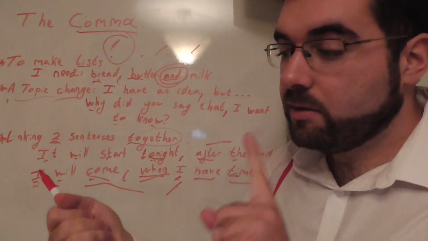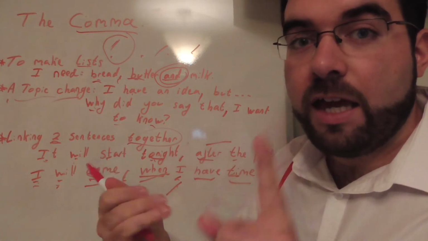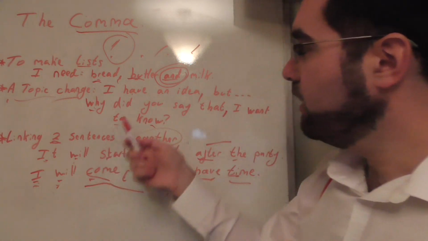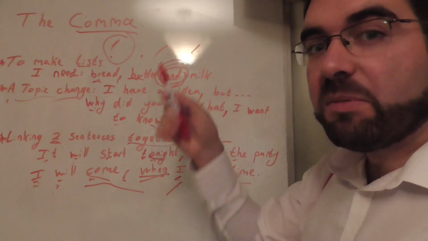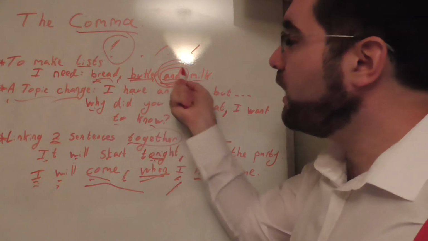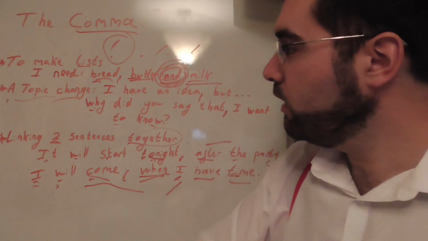So we can use it for lists. When we list things, A, B, C, D: A, comma, B, comma, C, comma, and D. The last thing, we have an "and" before the last thing. I need bread, butter and milk. Very good.